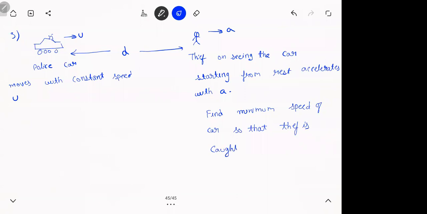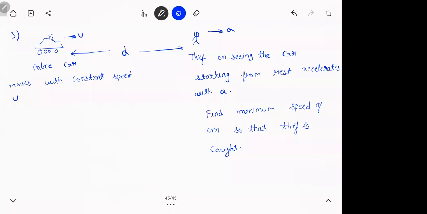I'll show you this problem both in the ground frame and the relative frame. Then you'll understand how the relative frame saves your time. So see this thing, what do you mean by this minimum speed? Let's say the car is coming very slow, 5 kilometers per hour. The guy will start the bike and will go off easily. So there is a particular speed the car should go. If you go less than that, you won't be able to catch the thief. So what is the minimum speed of the car so that the thief can be caught? I hope the question is clear.